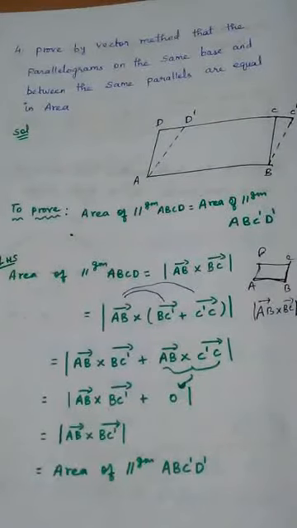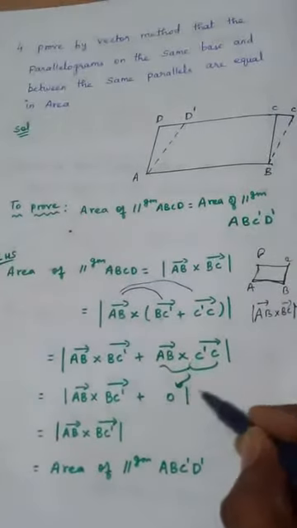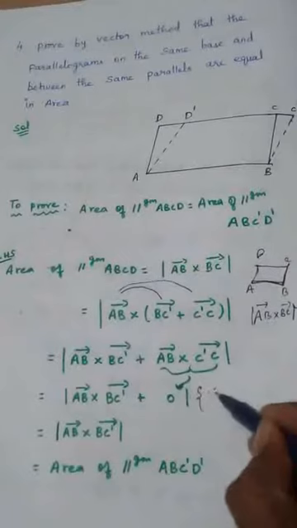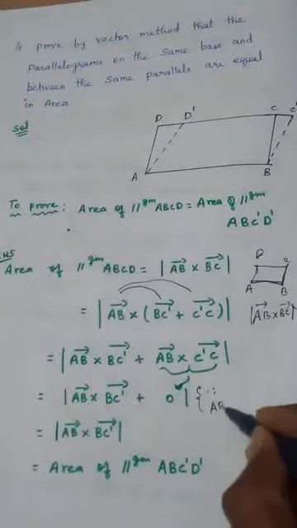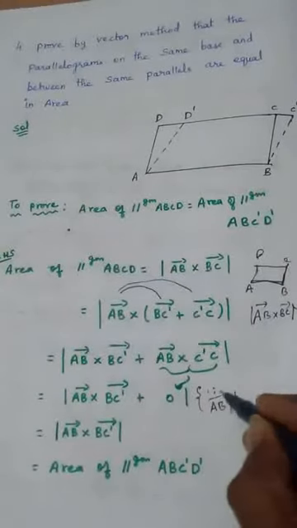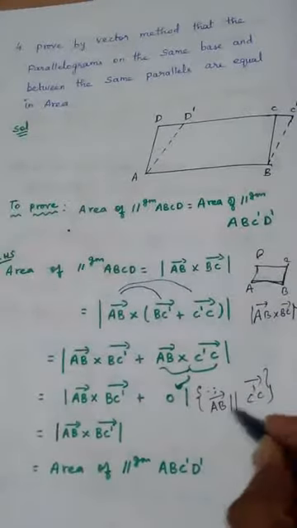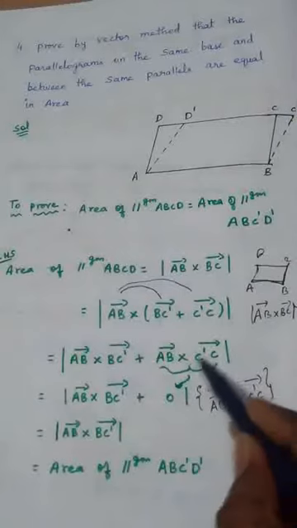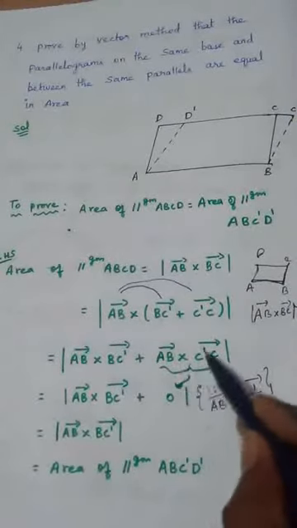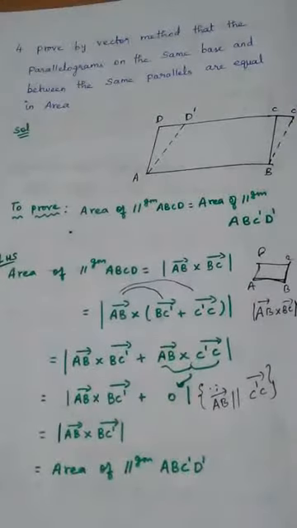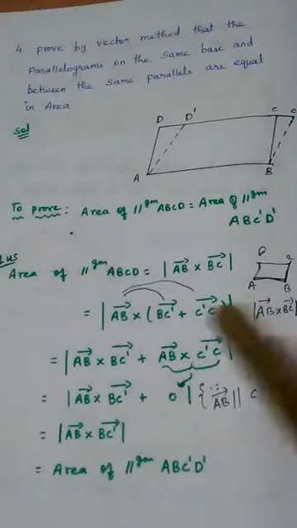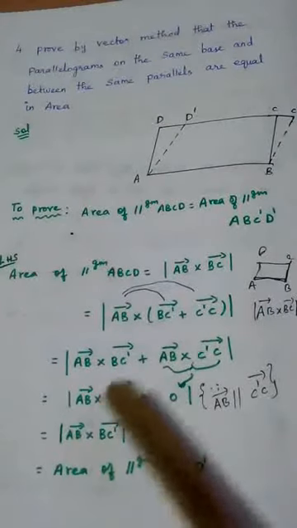Why is the answer 0 here? Because AB vector is parallel to C'C vector. Since these two are parallel, the cross product of those two becomes 0. So only the first term alone remains.